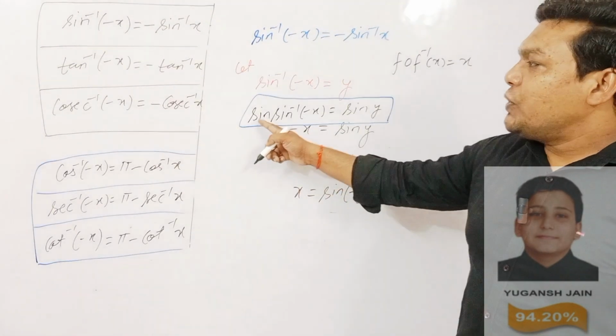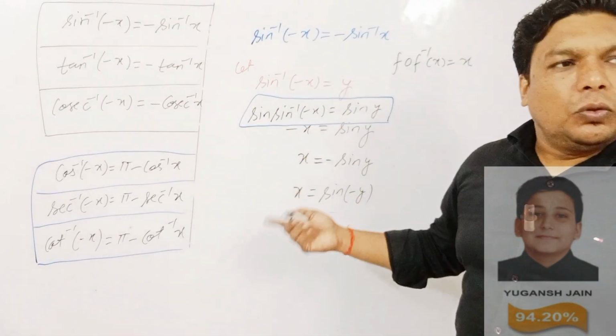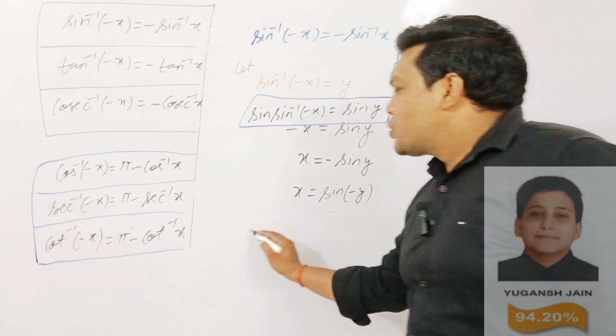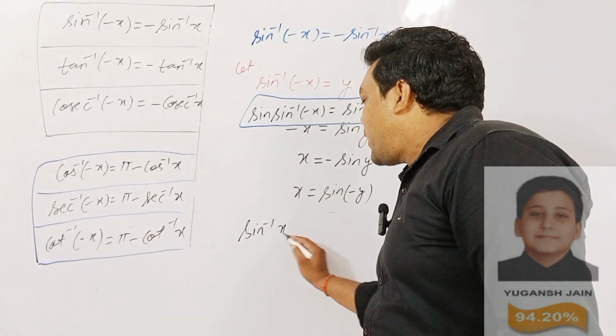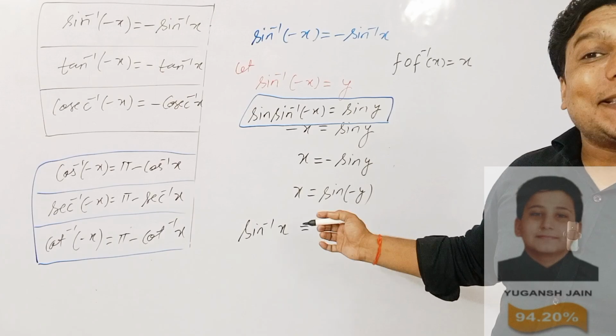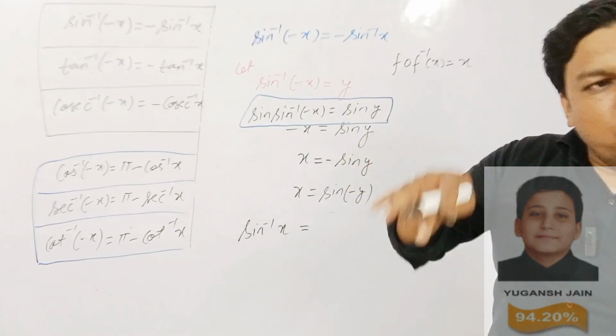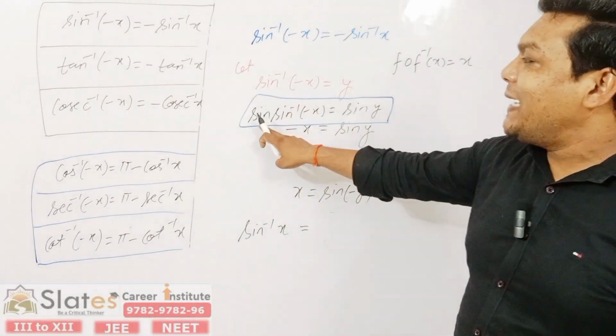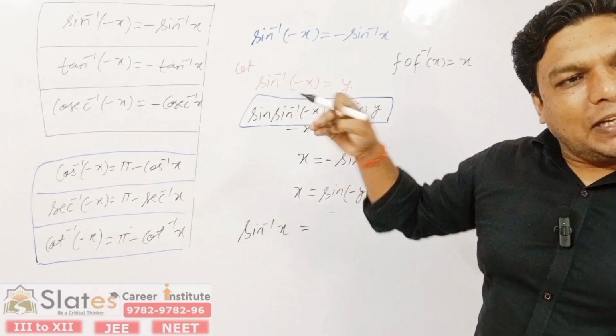Now, just like we took sine of both sides, what will we do now? Sine inverse of both sides. So it will be sine inverse of x is equals to sine inverse of sine minus y. Sine and sine inverse will not be cancelled out; their effect will be cancelled out. You can't say sine and sine inverse are cancelled out. No, their effect is cancelled out.